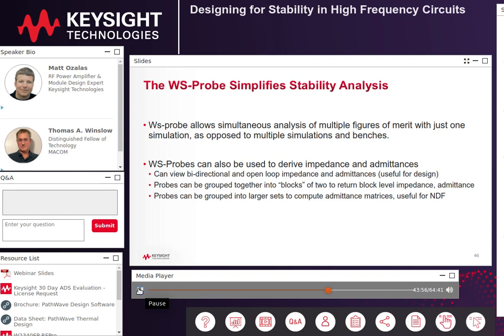when you need it. Also, the probes can be useful for deriving impedances. So for example, if you're designing an interstage match, it's really useful to view the non-perturbed bidirectional impedances, which is exactly what the probe gives you. The probes can also be grouped together into separate parts to take the two separate parts of the circuit and make them blocks of impedances, which is convenient. So for example, this is how I computed the Hurst loop gain earlier. And we can even group probes into bigger sets as well. That's how I computed NDF. So there's a lot of power and depth inside this one probe.